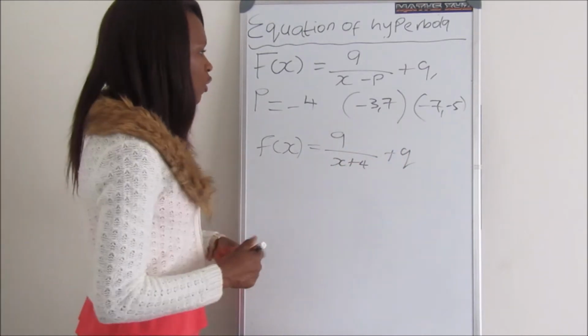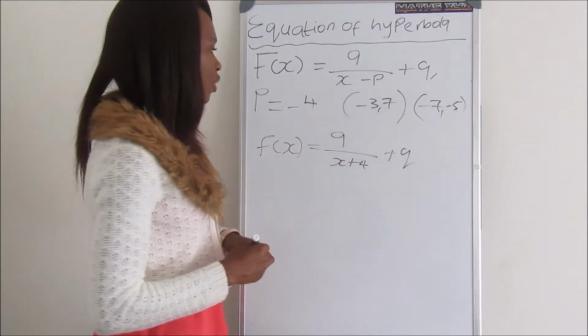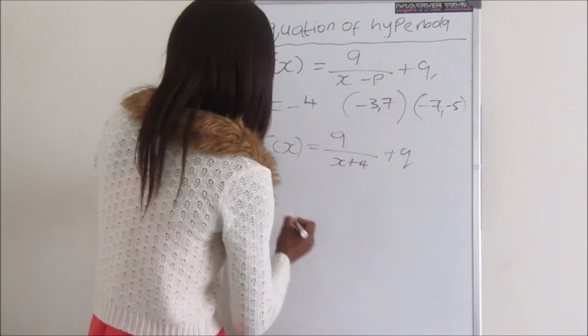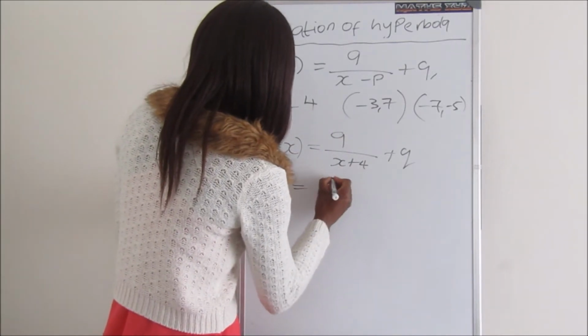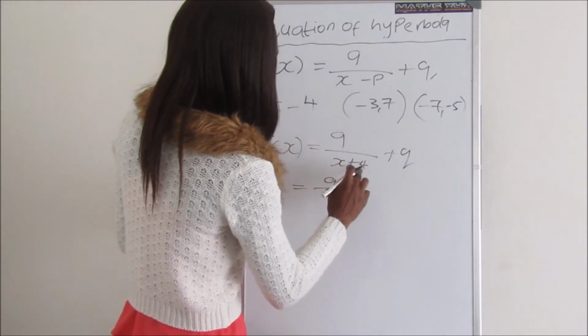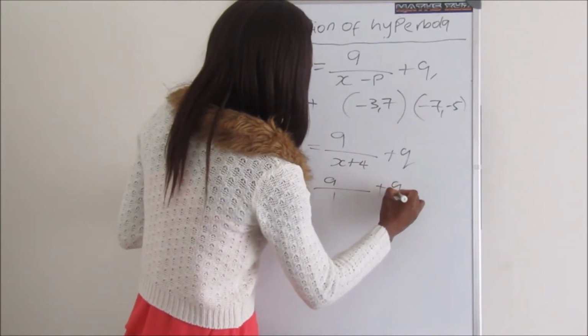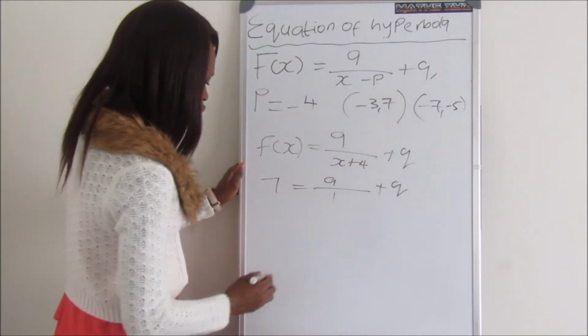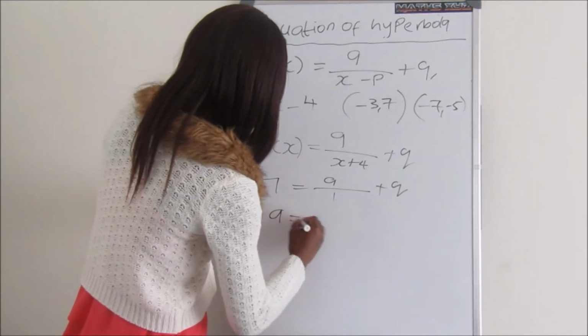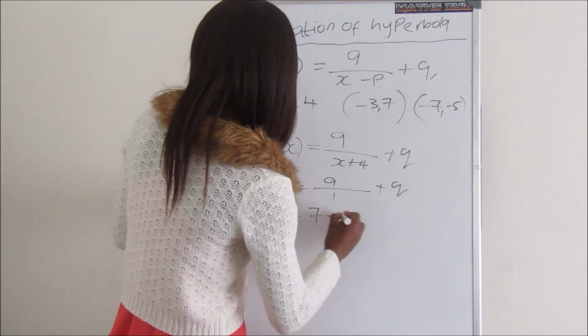So substituting the first point on the graph, which is (-3, 7), we'll have 7 = a divided by (-3 + 4), which gives us 1, so it will be a divided by 1 plus q. To make a the subject of the formula, we'll be left with a = 7 - q.